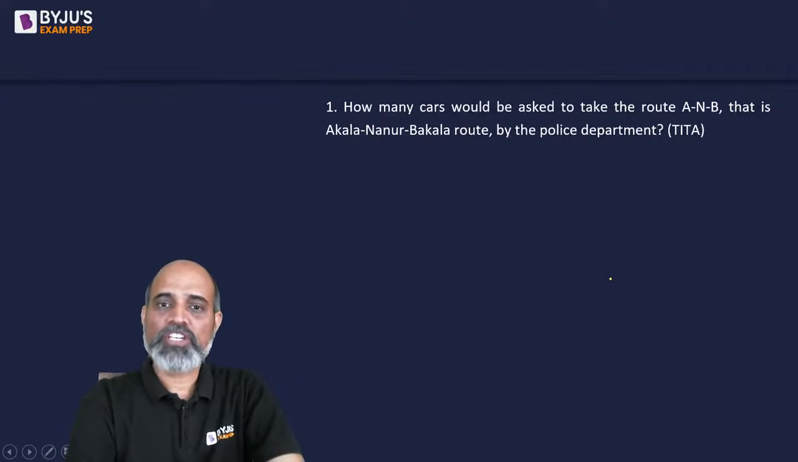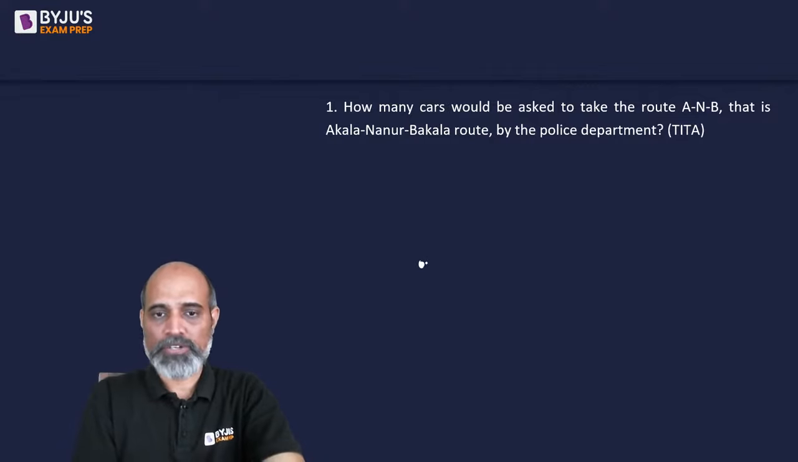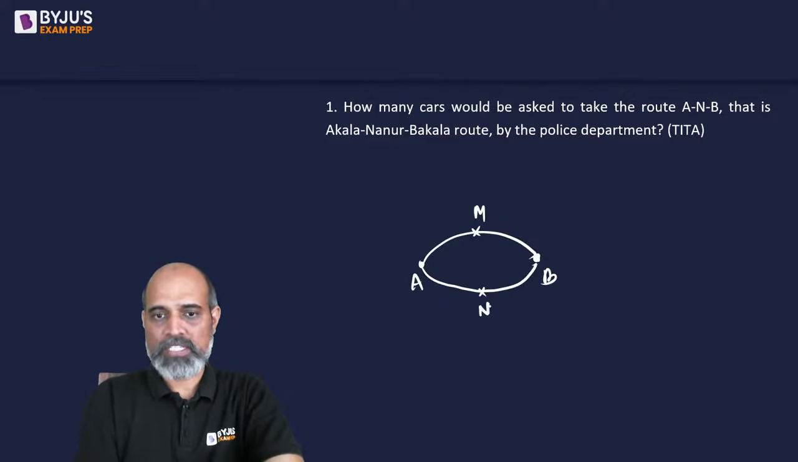So the first question is, how many cars would be asked to take the route A to M to B and A to N to B by the police department? It was a theta question, right? So let's quickly draw. So this is A, this is B, this route is M, right? Then we have A to B, this route is N.